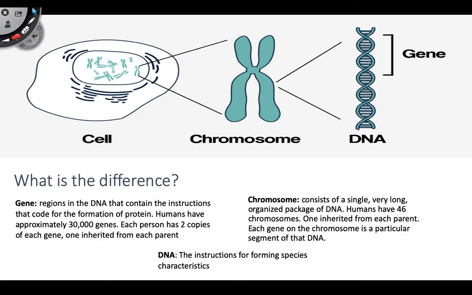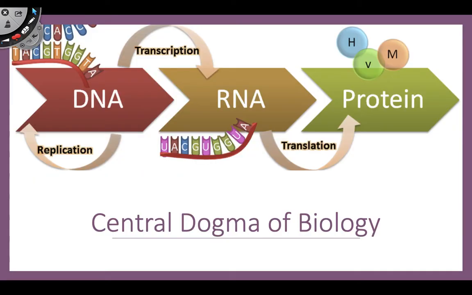Okay, so let's start with the central dogma of biology, which is the first part of your note taker. So again, this is a review of what we've seen in the past. DNA can make more copies of itself, and this process is known as replication. DNA can also make RNA. This process is known as transcription. And RNA can make proteins, and that process is known as translation. Collectively, this whole idea of interconnecting processes is known as the central dogma of biology.